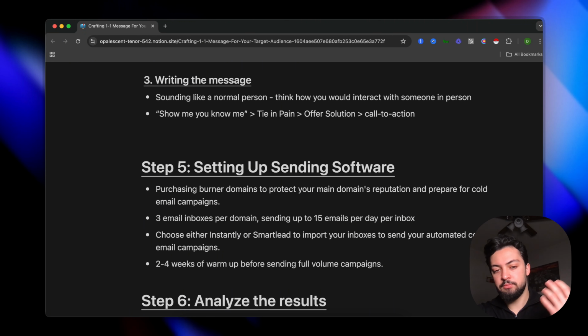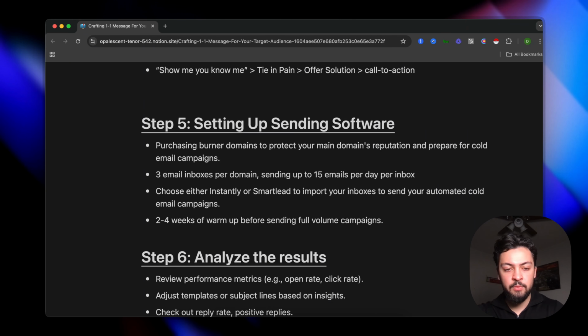And you choose one of the best sending software, which is either Instantly or Smartlead, to import your inboxes and send these cold email campaigns. But prior to sending the full 15 emails per day, you want to warm it up for between 2 to 4 weeks. So you build up credibility with Gmail, Outlook, all these tools, and then you can send the full volume.